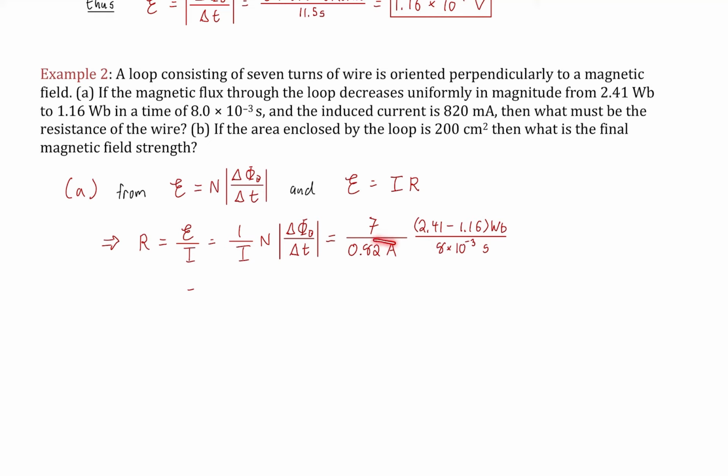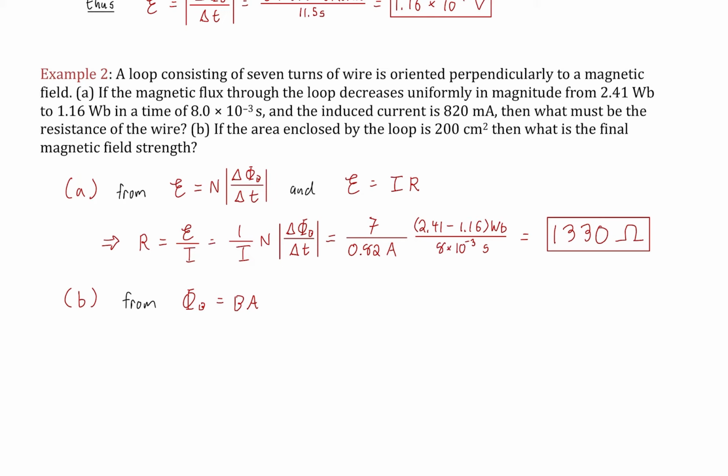So 7 loops, an induced current of 0.82 amps. There's our change in flux, and there's the time it took to change. And that tells us that our resistance has to be 1,330 ohms, because any other resistance would have created a different current. So the current set the resistance, or the resistance set the current, I should say.